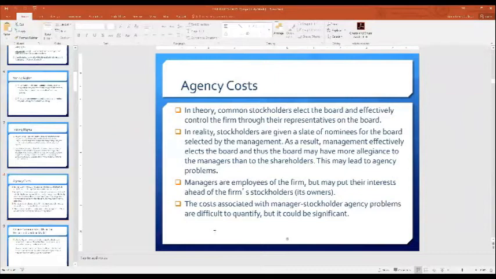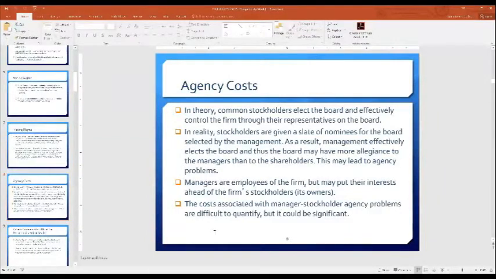Okay, pero still hindi pa rin nawawala yung opportunity for common stockholders to vote. Yun nga lang, yung mga i-vote nila is based on the management's choice. Alright? So pagpipilian nyo na lang yun. And then managers are employees of the firm but may put their interests ahead of the firm's stockholders or its owners. Right? So the costs associated with manager-stockholder agency problems are difficult to quantify, but it could be significant.